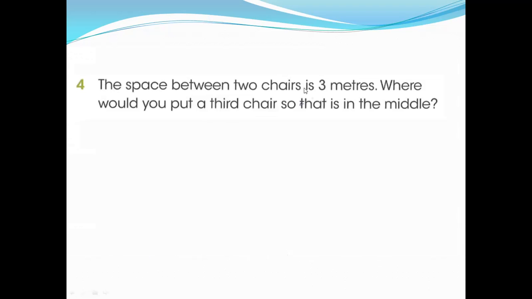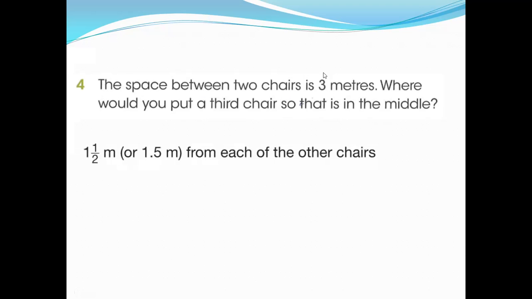The space between two chairs is 3 meters. So where would you put a third chair so that it is in the middle? Okay, make the middle of 3. So what is the middle of 3, or what is the half of 3? So it's 1.5. 1.5 meter plus 1.5 equal to 3. So we are putting the third chair in the middle between these two chairs.